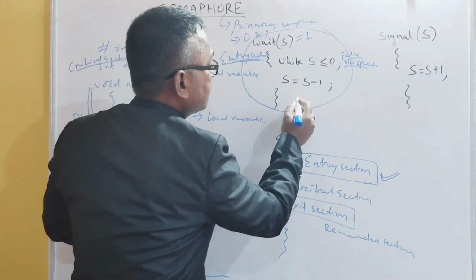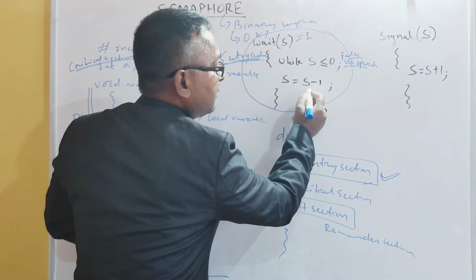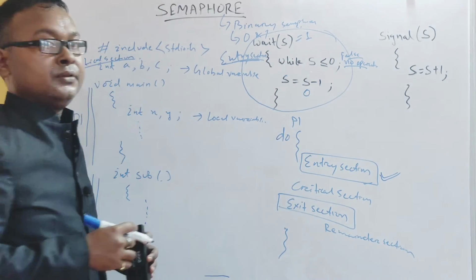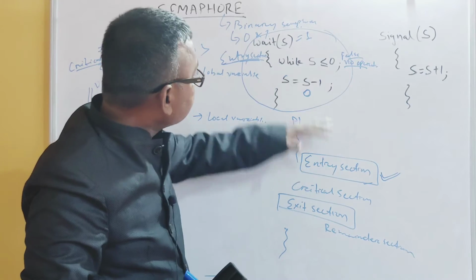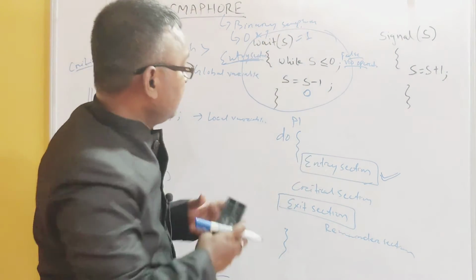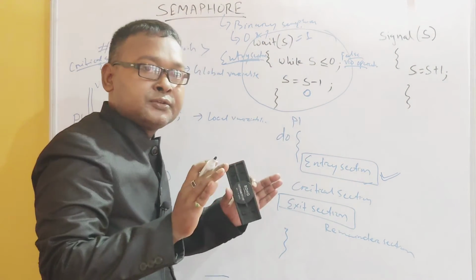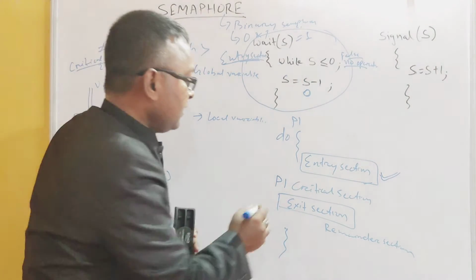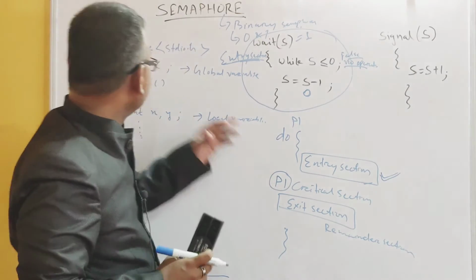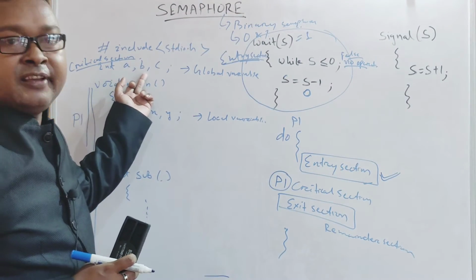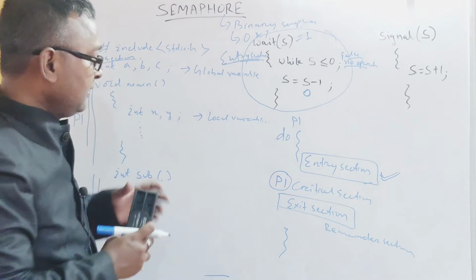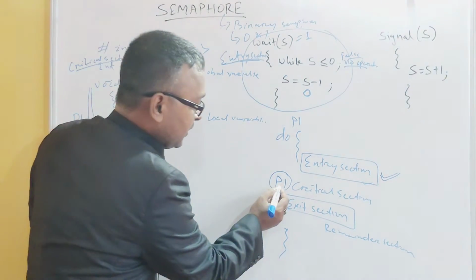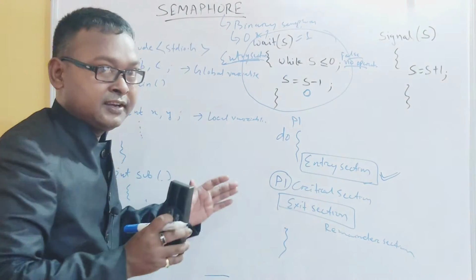S equal to S minus 1. That means your semaphore value will be decremented to 0. So it has executed the entry section, that means the wait, and the semaphore value is set to 0. Then P1 enters into the critical section. P1 will be accessing the global variable. See the synchronization over here: P1 is accessing in the critical section.